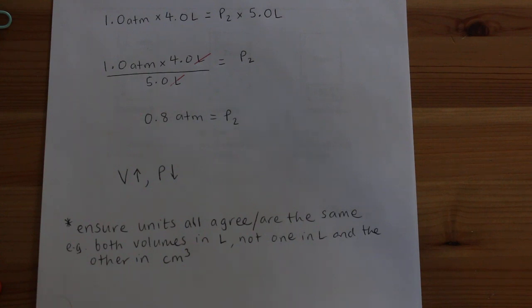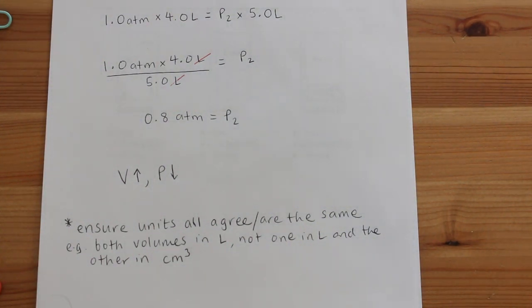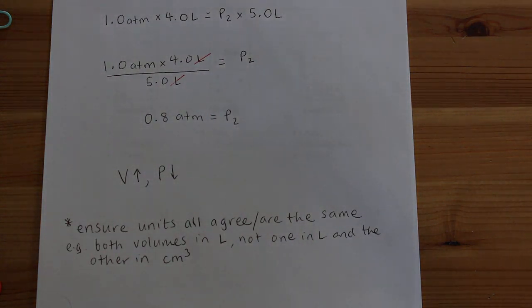One last thing to note, you need to ensure that the units all agree, that they're all the same. For example, both of the volumes in this question were given in liters. It's really important to make sure that the units of volume agree and the units of pressure agree. You need to make sure both are in liters, and not one in liters and the other in centimeters cubed. And if the question had given you both of the pressures, make sure both were in atmospheres, for example, and not one in atmospheres and one in kilopascals.